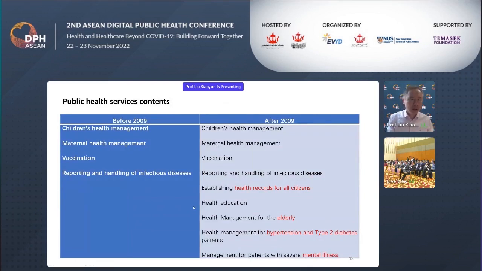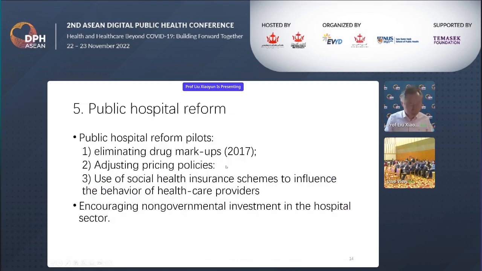We see before the reform, the public health service mainly included the traditional child and maternal health care, vaccination, and infectious disease. And now the new package, with increasing funding level, includes the health records of all residents, the health care for the elderly, and hypertension, type 2 diabetes, and mental illness. So the package of essential public health services is expanding gradually using this national government and local government funding.